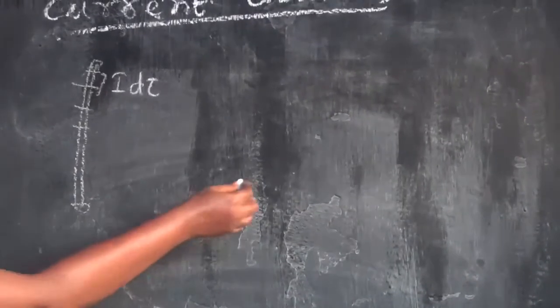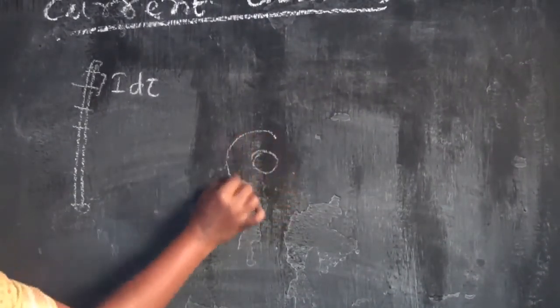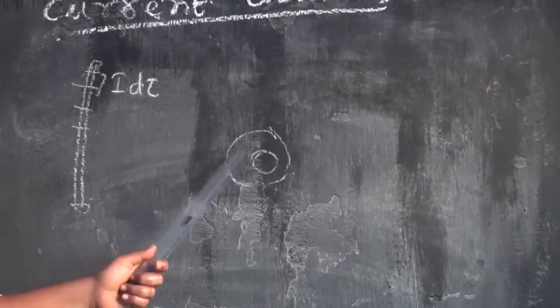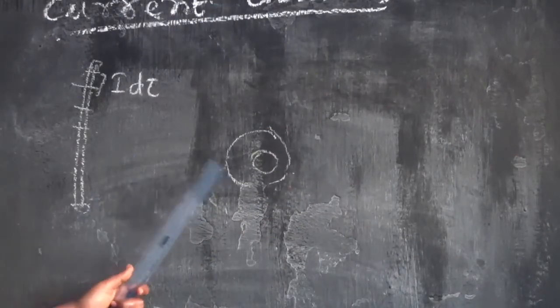Suppose here one steady magnetic field is produced. How can we get a steady magnetic field?